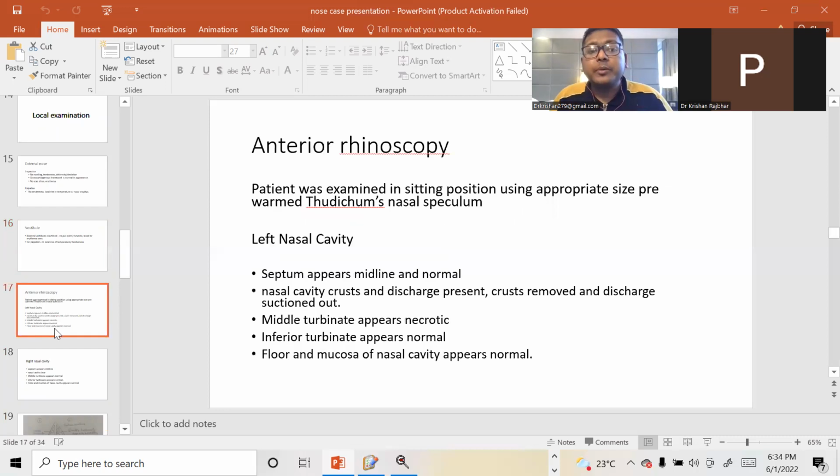On anterior rhinoscopy, patient was examined in a sitting position using an appropriate size pre-warmed Thudichum's nasal speculum. Speculum is held in the non-dominant hand. Left nasal cavity: septum appears midline and normal. Crusts and discharge present, crust removed and discharge suctioned out. Always write that you have removed the crust and discharge is suctioned out. Middle turbinate appears necrotic. Inferior turbinate appears normal. Floor and mucosa of the nasal cavity appear normal.